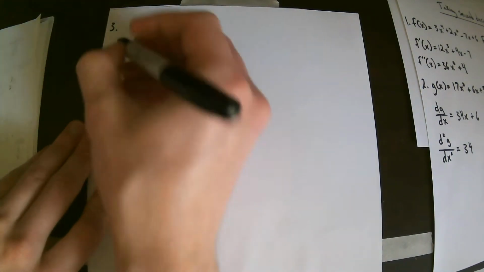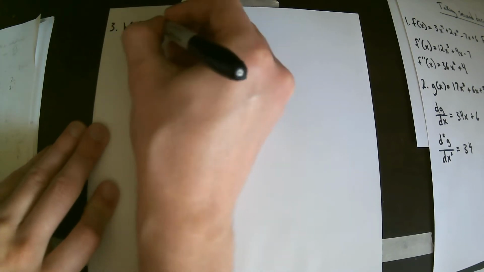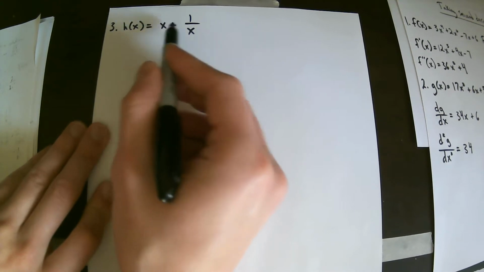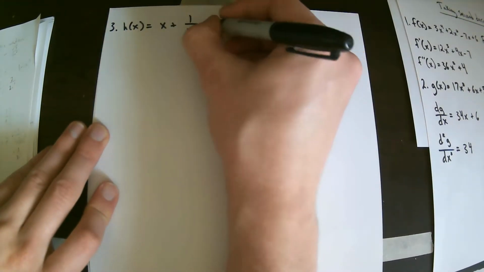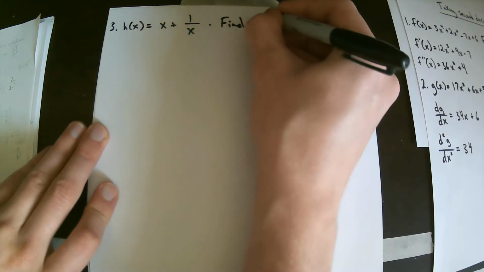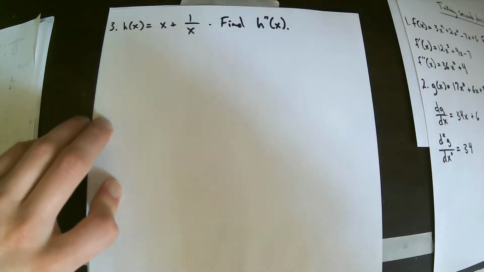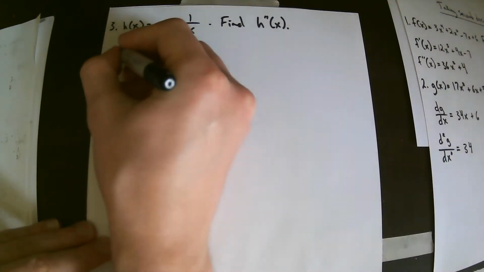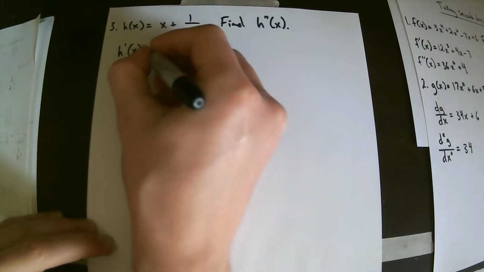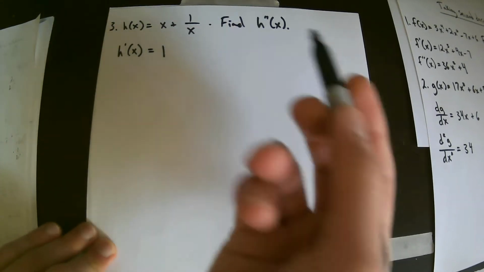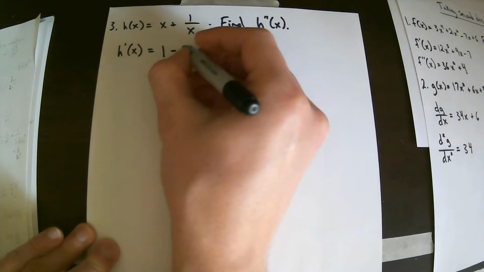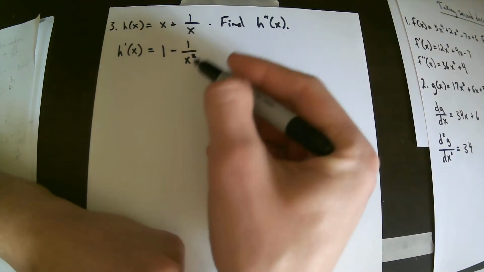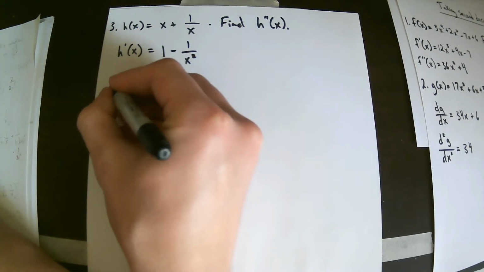Number 3, h of x is equal to x plus 1 over x. So we've got a polynomial plus a rational function, and we want to find h double prime of x. Okay, h prime of x, first derivative, that's going to be 1, because the derivative of x is 1, minus 1 over x squared, because the derivative of 1 over x is negative 1 over x squared. Okay.